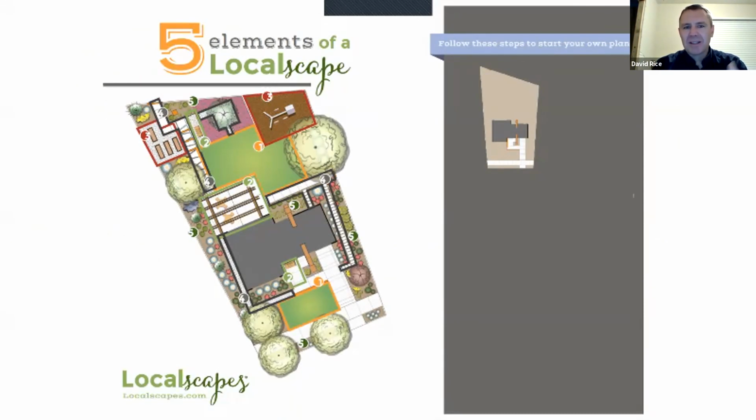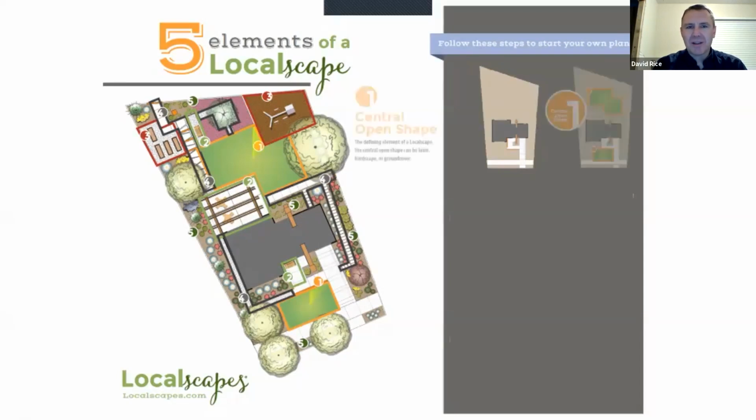So these are the basic 5 steps to create a Localscape. And we'll be discussing these in detail tonight. So the first one is creating a central open shape. Simply a defined element. It's usually lawn, but it could be hardscape, it could be ground cover. And usually there's an area, a central open shape in a front yard and a backyard, but we'll discuss the details of how these fit into different types of yards and different locations, corner lots and that kind of thing.